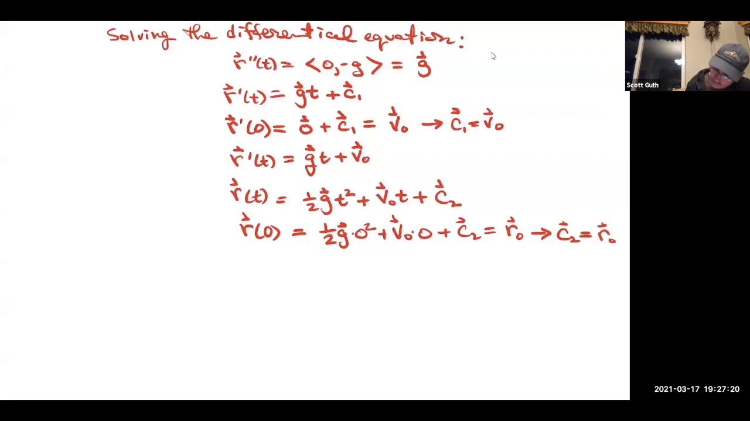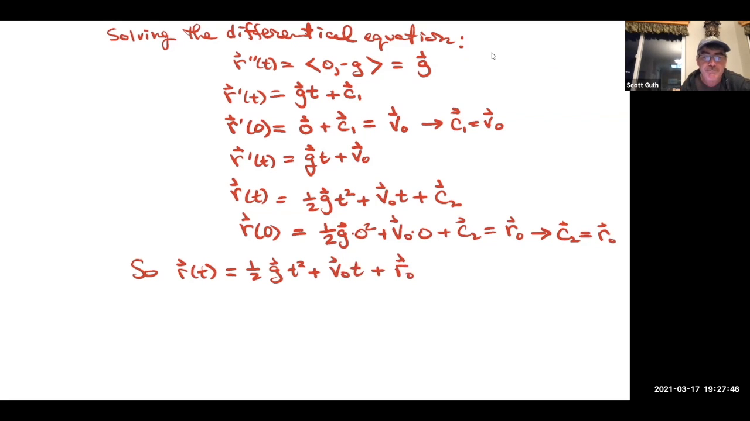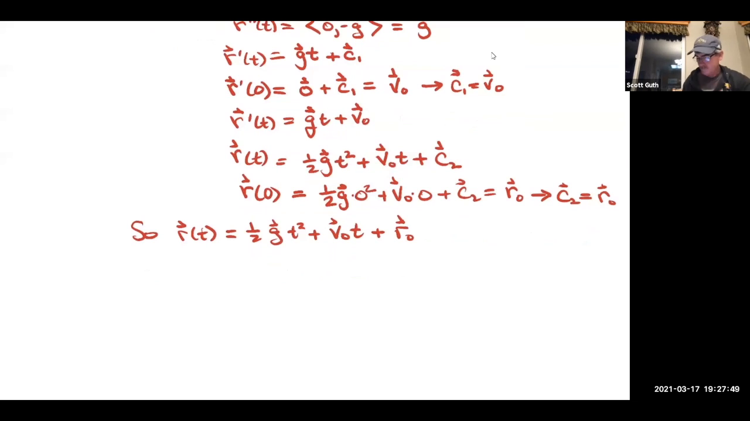Okay, so therefore we can say r of t is 1/2 gt squared plus v naught t plus this c2, which is our r naught. Okay, any questions about that? And it looks just like the equation for projectile motion in a physics class that you normally cover with a scalar function.